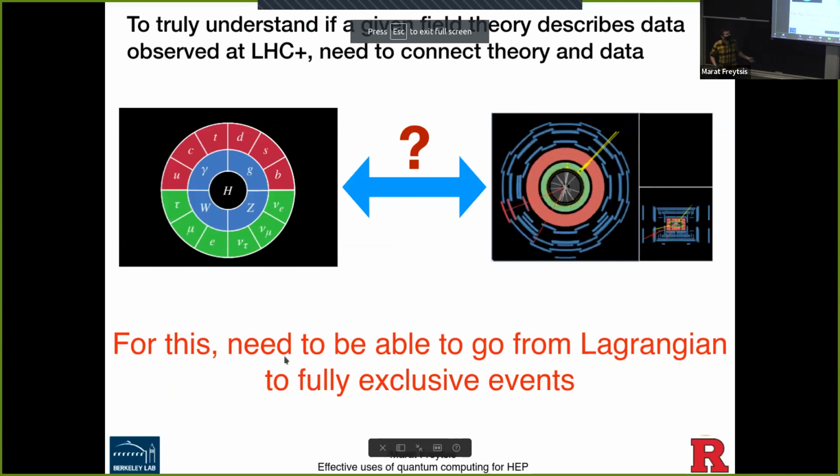To truly understand how a given field theory describes data at a high energy collider like the LHC, what we need is to connect theory and data. That part is obvious. From this, we need some way of going from the formal description of our theory to, ideally, if we want to predict every single aspect of what we see, fully exclusive events.